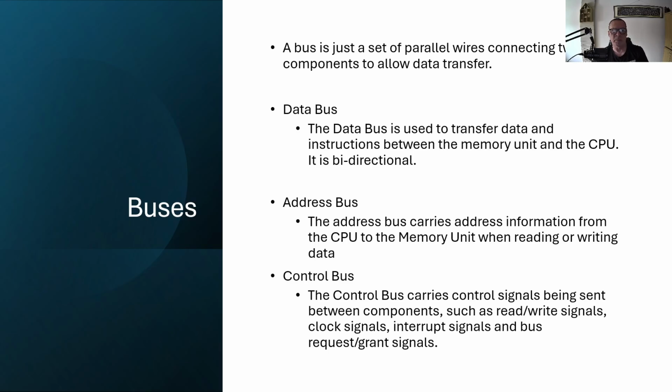It's a bidirectional bus, which means data can be traveling in either direction, but only one direction at a time. The address bus carries addresses only, and it carries addresses from the CPU always to the memory unit, never the other way around. So the address bus is unidirectional. The control bus carries control signals that are sent between components. This could be things like read-write signals, clock signals, interrupt signals, and so on. And the control bus is a bidirectional bus as well.